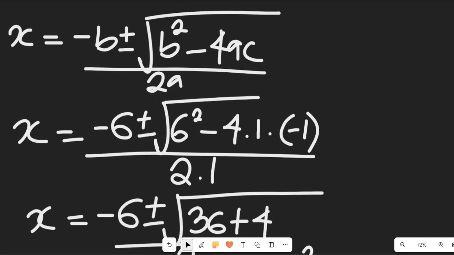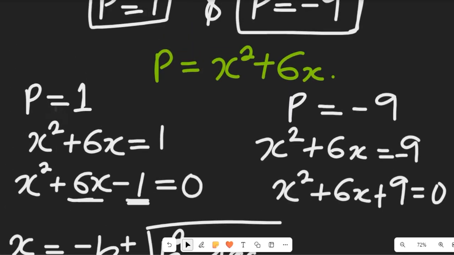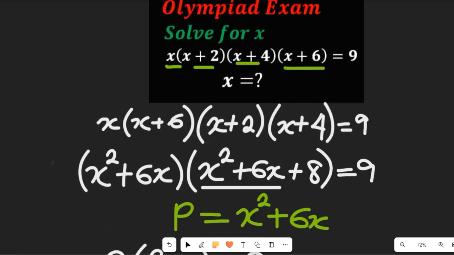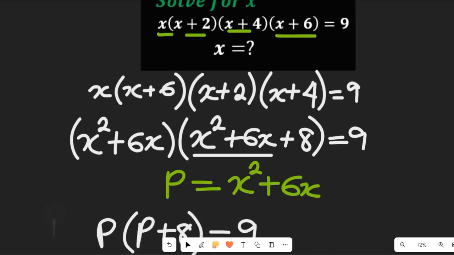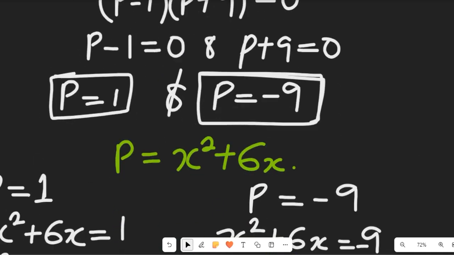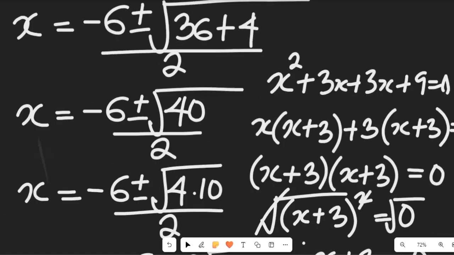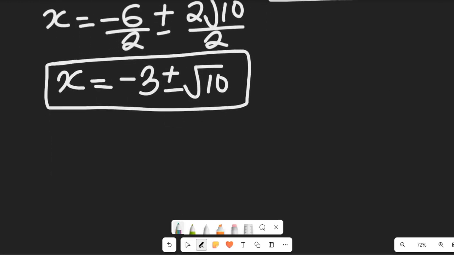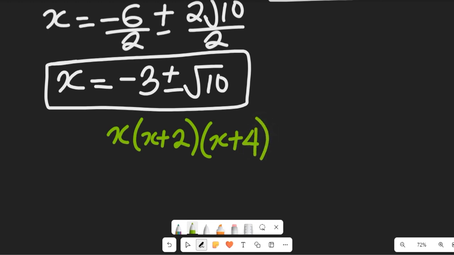Now to find out if our solution is absolutely right, we are going to substitute the value of x equal to negative 3 into the original expression, which is this. Now let's check to see if our solution is absolutely right. We are going to substitute the value of x equal to negative 3 into x multiplied by x plus 2 multiplied by x plus 4 multiplied by x plus 6, and will that solution be equal to 9?